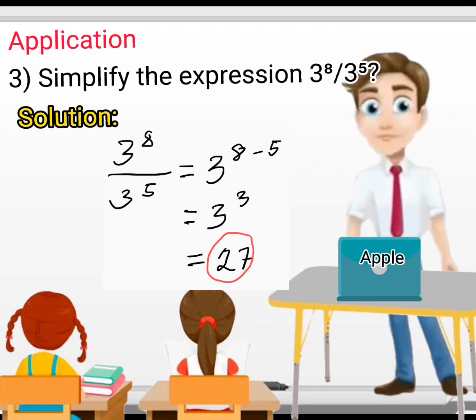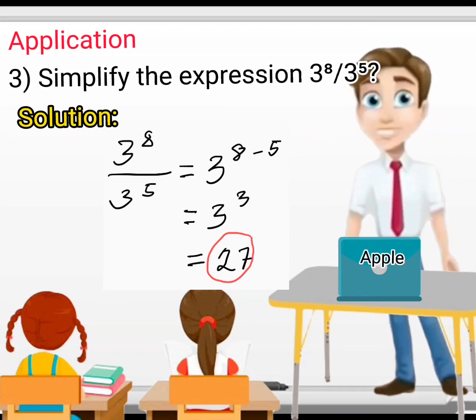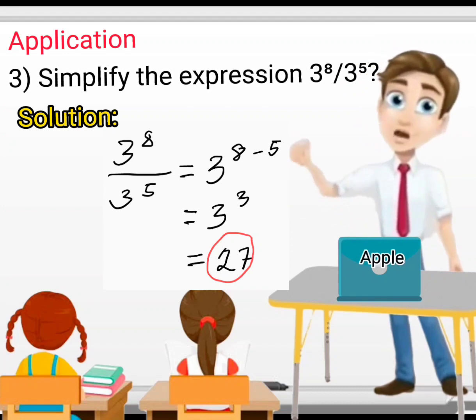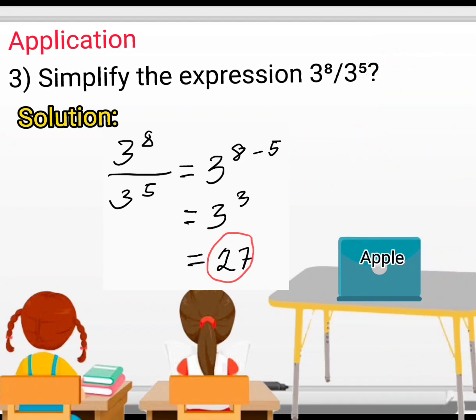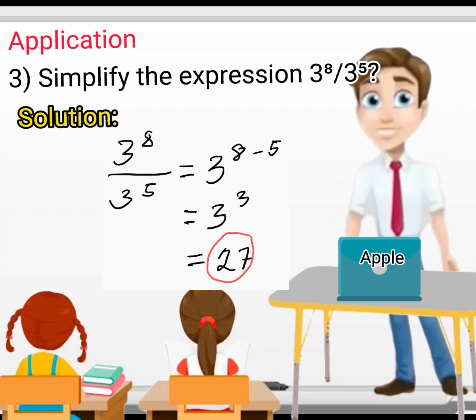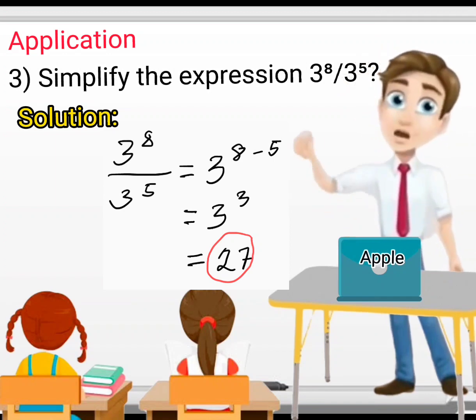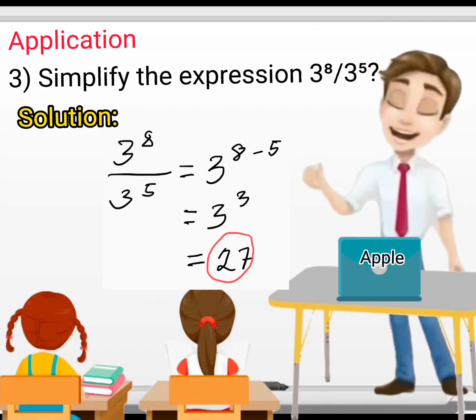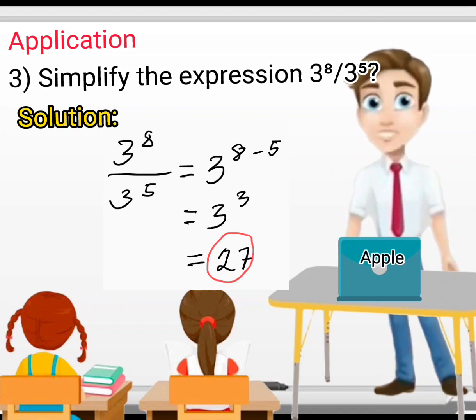Simplify the expression 3 raised to 8 divided by 3 raised to 5. So what is the solution? We're going to use the law of exponent number 2, case 1, where the value of m is greater than the value of n, because 8 is greater than 5, the exponent in the denominator. So paano natin isosolve yun? Copy the common base, and then we are going to subtract the exponent.